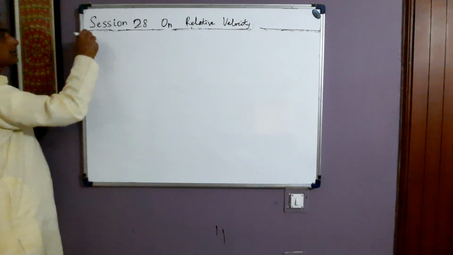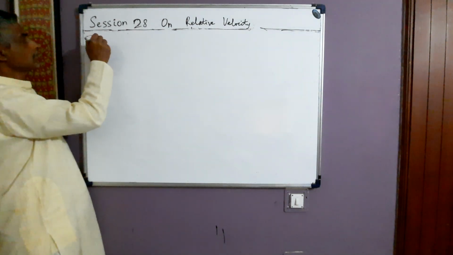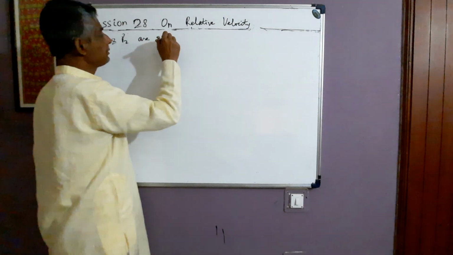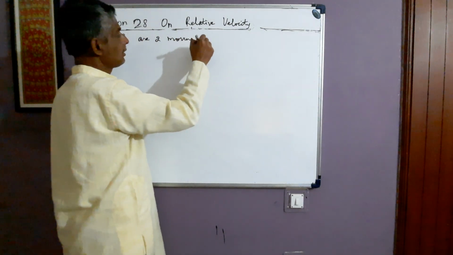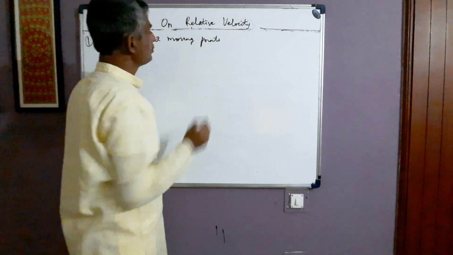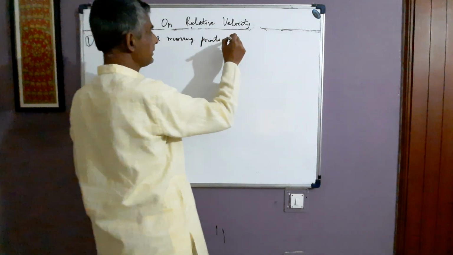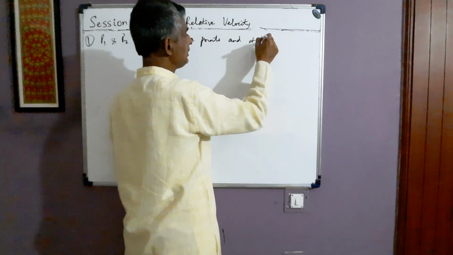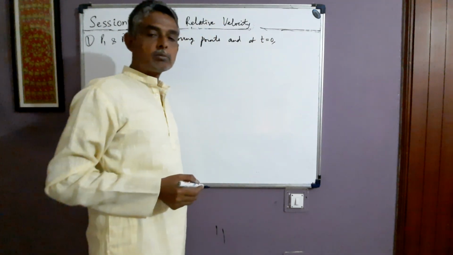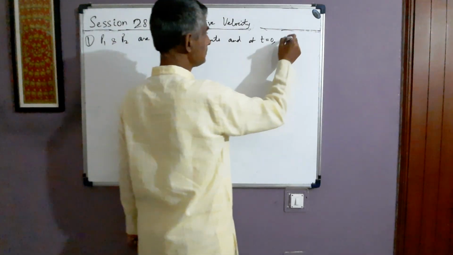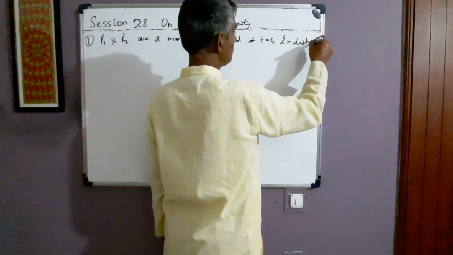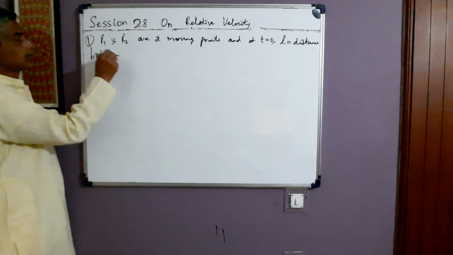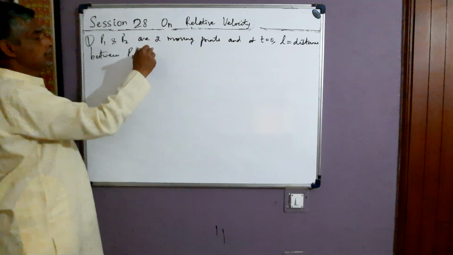So the question is like this: P1 and P2 are two moving points, and at time t equal to 0, the distance between these 2 points is L.